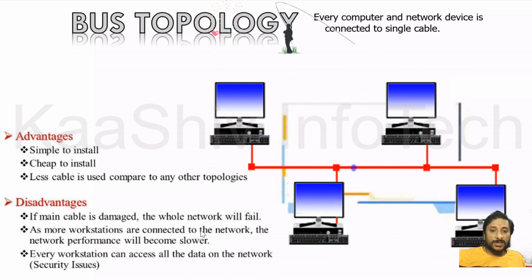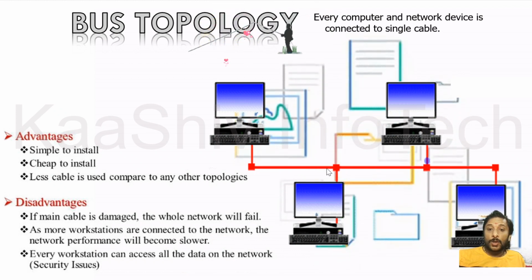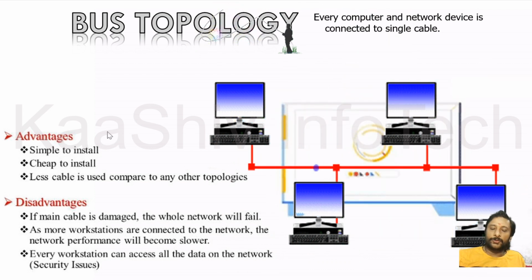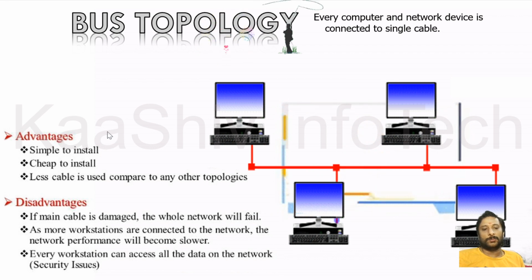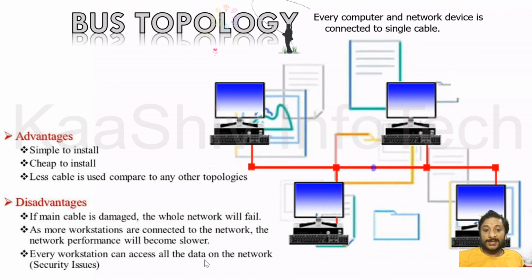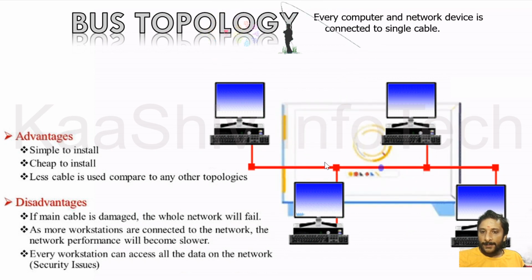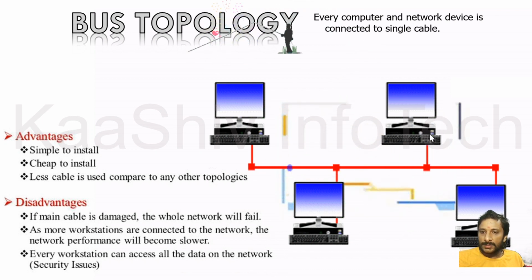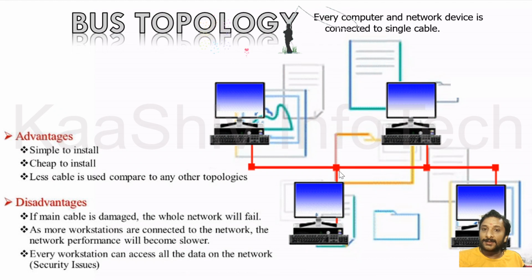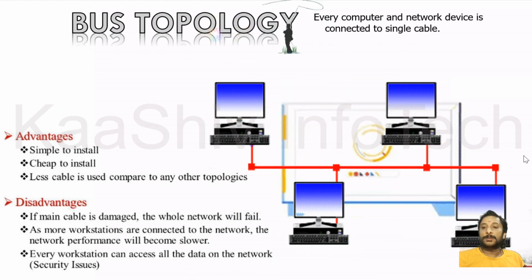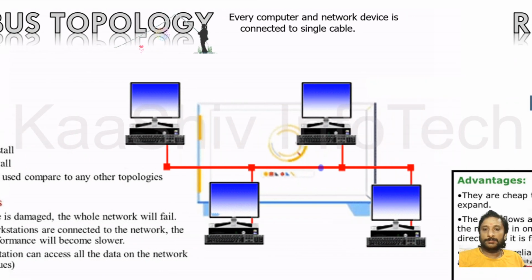As more workstations are connected to the network, performance becomes very slow, because I got some 100 computers, sir. So from here, even it will reach the 100th computer, it's slow. Every workstation can access all the data in the network. So you can see, this guy is sending the data to this guy, but this guy is accessing it here. Security problem is there. That is the biggest problem in bus topology.